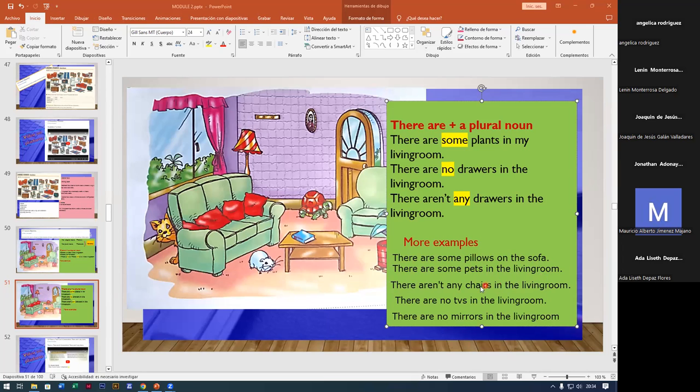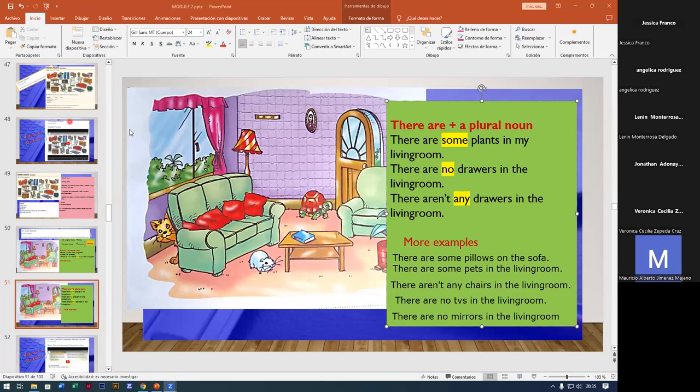Joaquin? Hello, Joaquin. Let's read the second one, please. There are some pets in the living room. Excuse me? Can you read the second, please? There are some pets in the living room. Okay. There are some... In the living room. There are some pets in the living room. Thank you. Okay, continue. There are some pets in the living room. This one you pronounce there are. There are some pets in the living room. Very good job. That's nice.